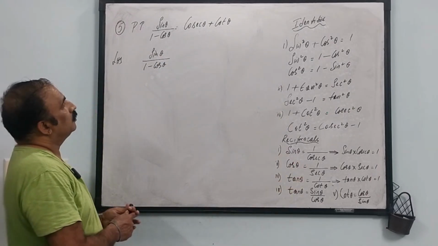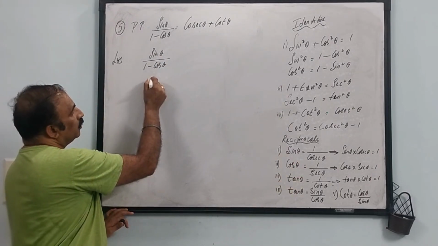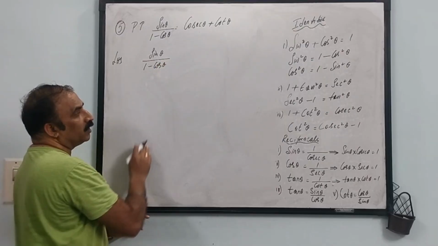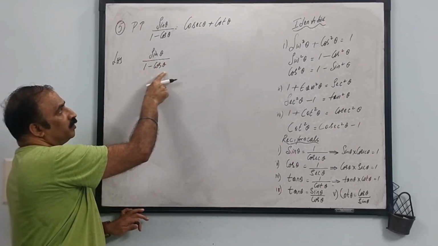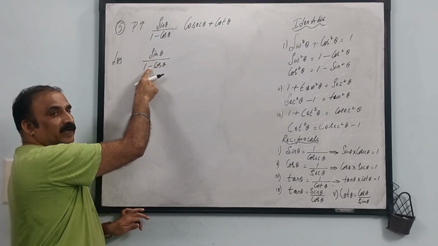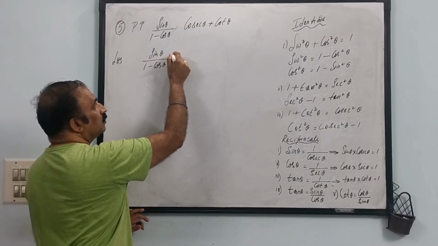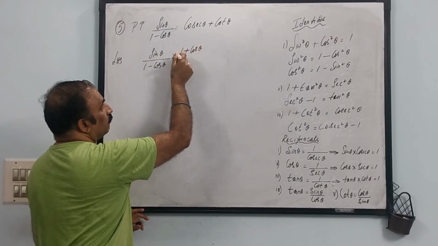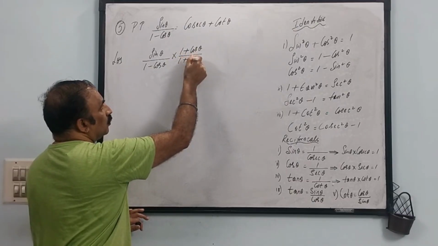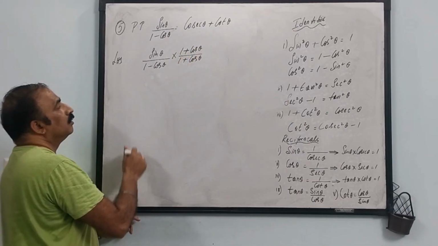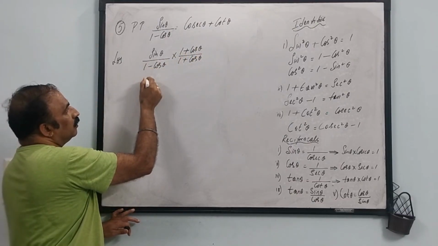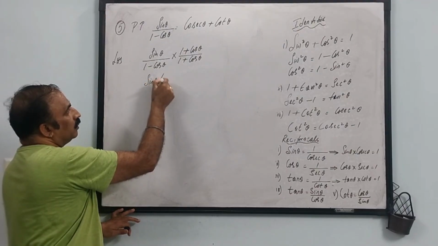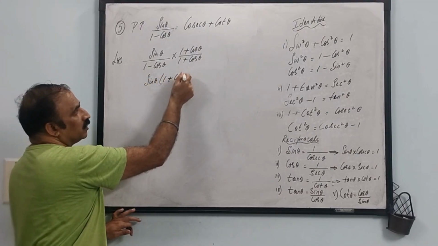What I do in such situations, to continue the problems, we rationalize the denominator. Now, the rationalizing factor is going to be the conjugate of it. That means whenever the minus sign is there, it is going to be changed into plus. So, multiply and divide by 1 plus cos theta, both numerator and denominator. So when I multiply the numerator, it is going to be sin theta into 1 plus cos theta.